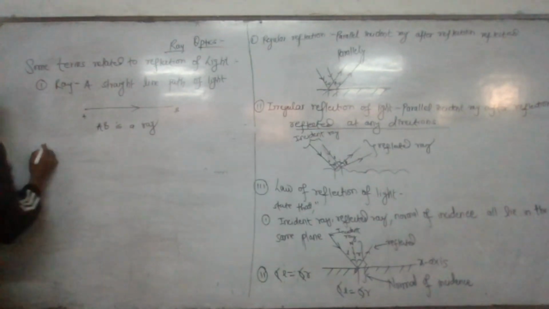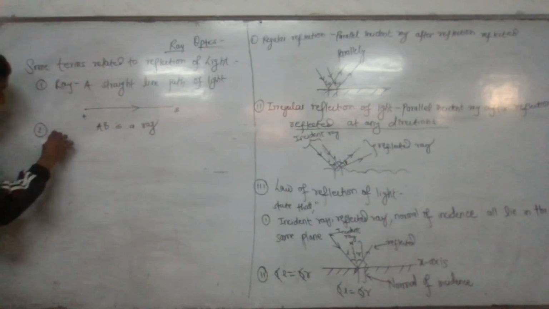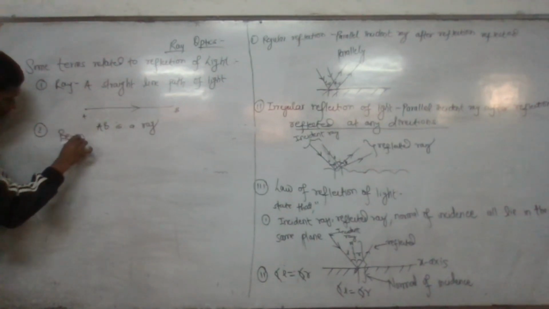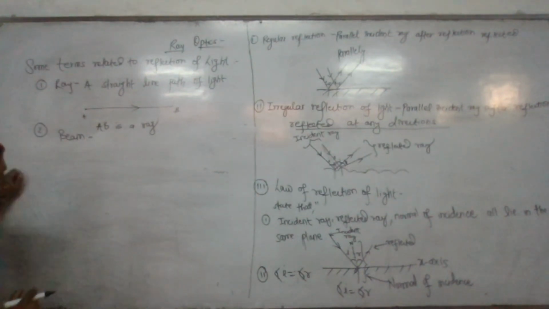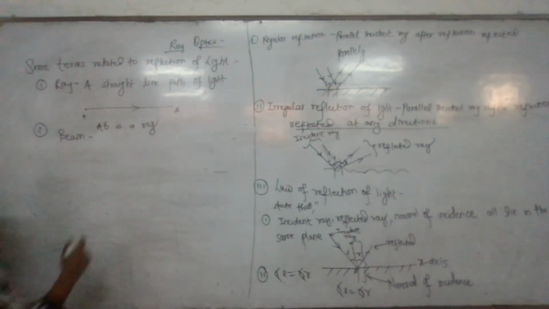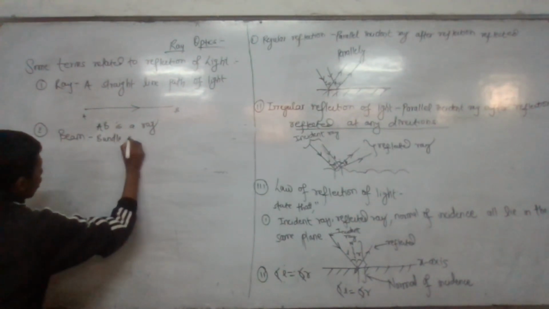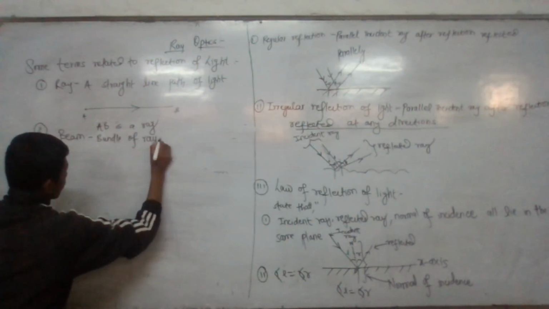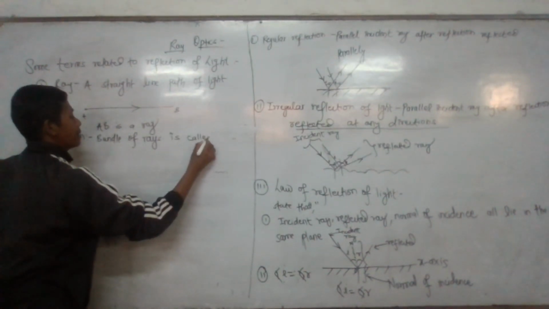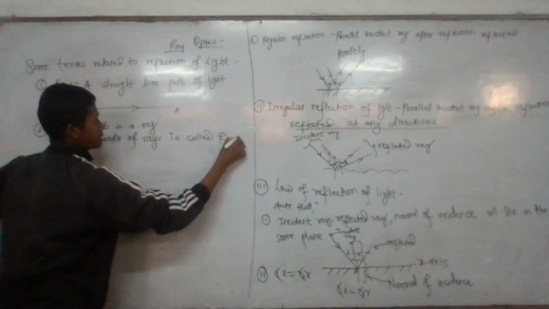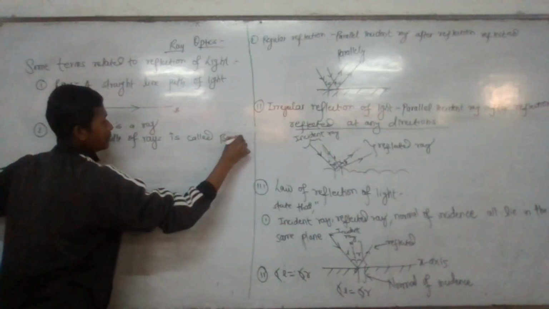Okay. Now we'll talk about beam. What does beam mean? Beam simply means a bundle of rays. A bundle of rays is called a beam.